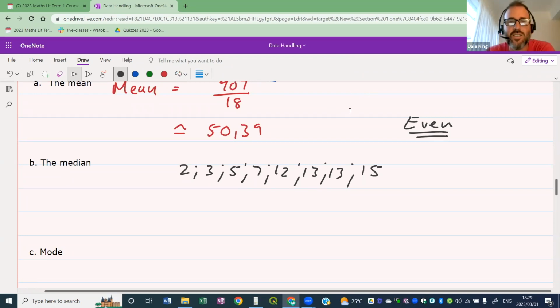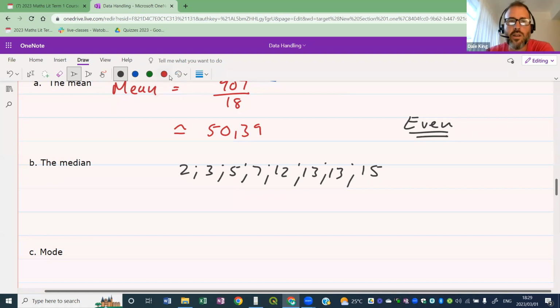To the even number. Yes. When we want to find the middle number in the even numbers, we're going to get two middle numbers. Very good. We take those two middle numbers, we add them together, and we divide by 2. Excellent. Perfect. Well done.